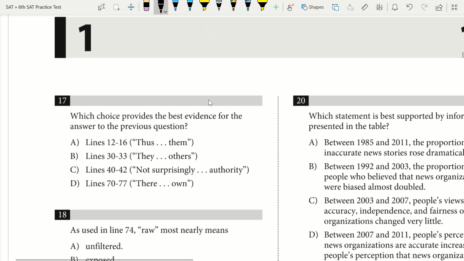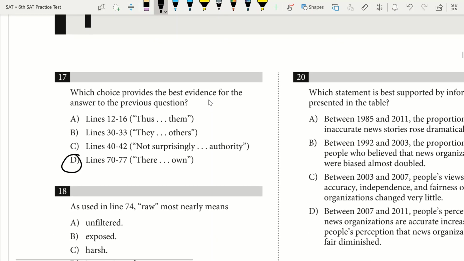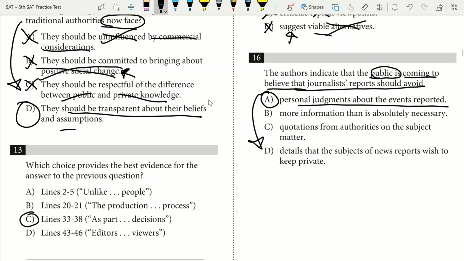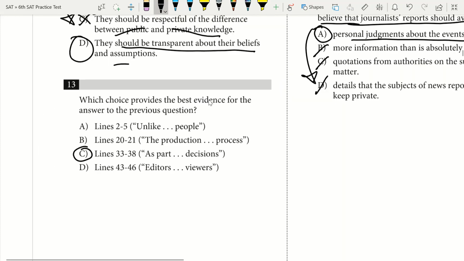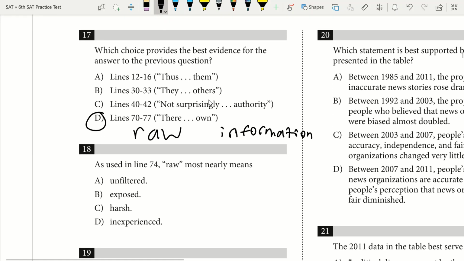And then in lines 70 to 77, we talk about how they don't want personal judgments. They want the news raw. They want it unfiltered. They want it to just come to them, just the information. They want information, and it's said with no slant. So no slant or no spin, just raw information. So that's showing us they don't want the journalist's personal judgments, right? So 16 there will be A, 17 there will be D.